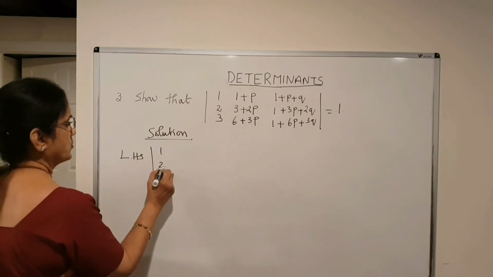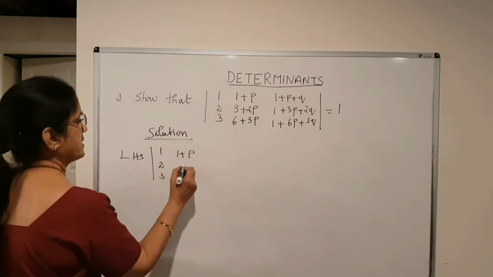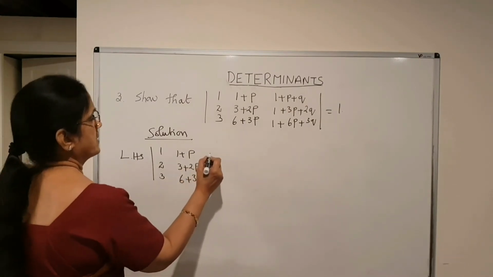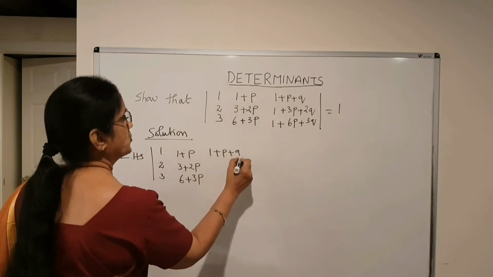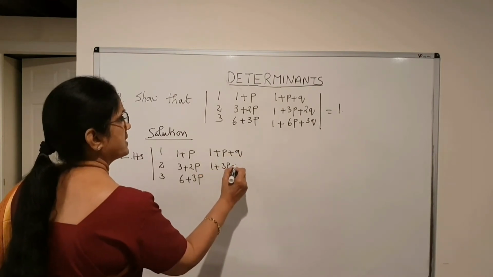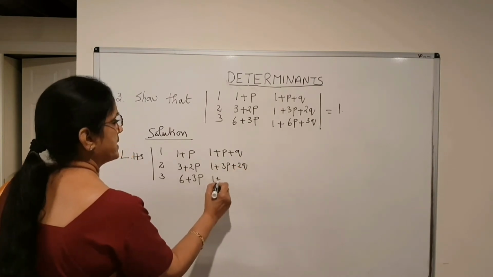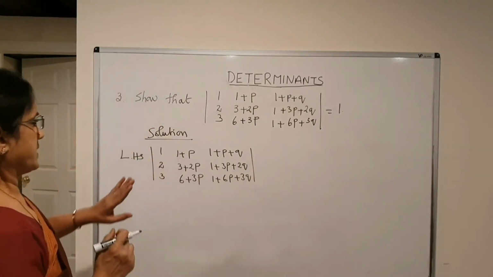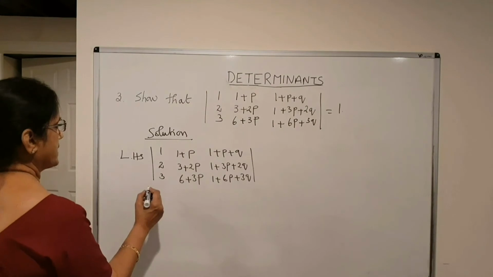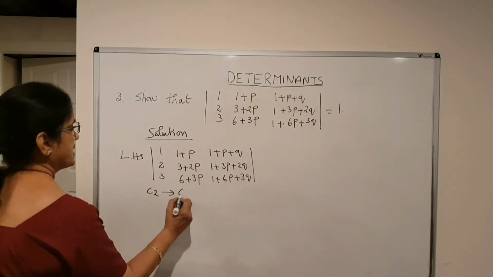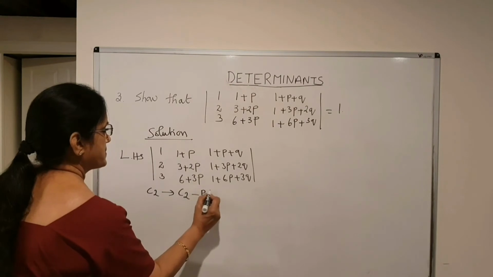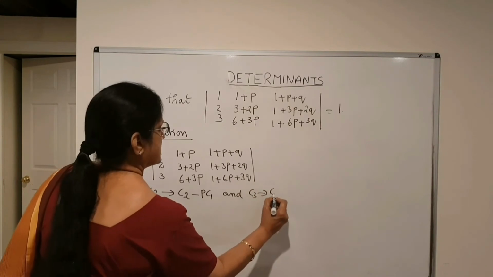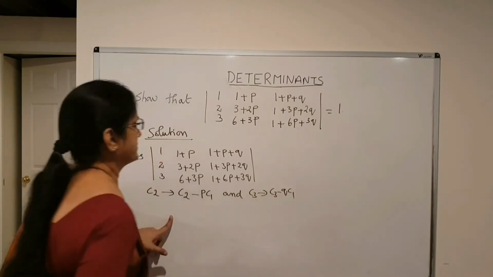Determinant 1, 2, 3, 1 plus P, 3 plus 2P, 6 plus 3P, 1 plus P plus Q, 1 plus 3P plus 2Q, 1 plus 6P plus 3Q. This is what you are having. Here what I am going to do is, I am going to write C2 as C2 minus P times C1 and C3 as C3 minus Q times C1.